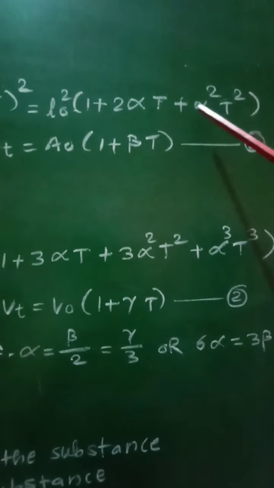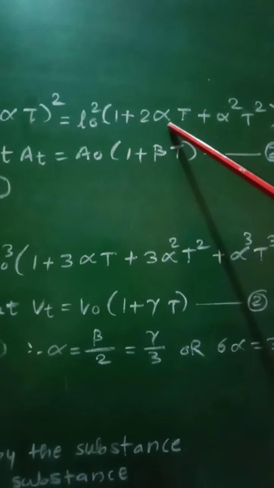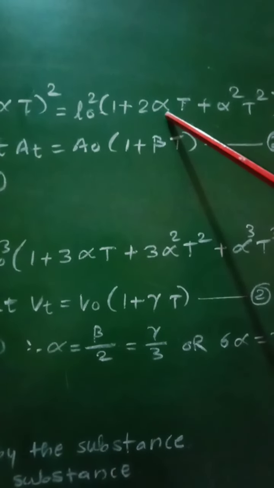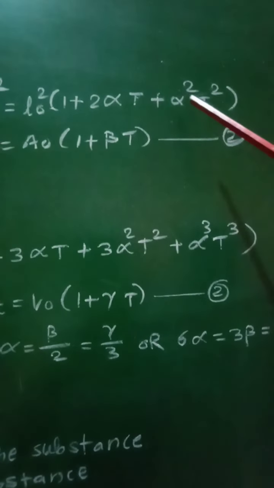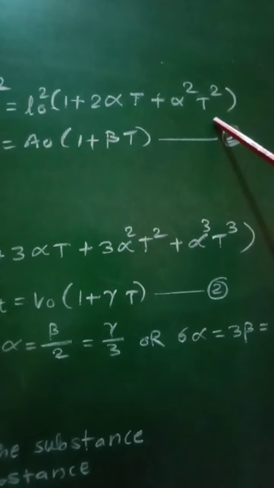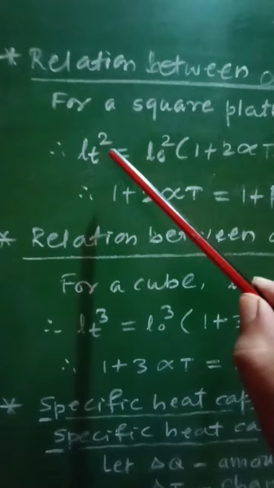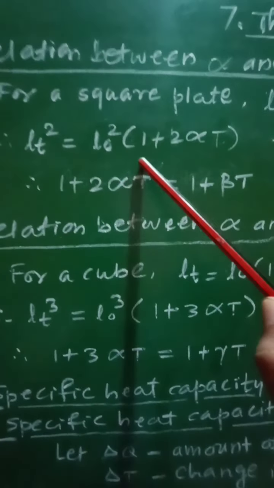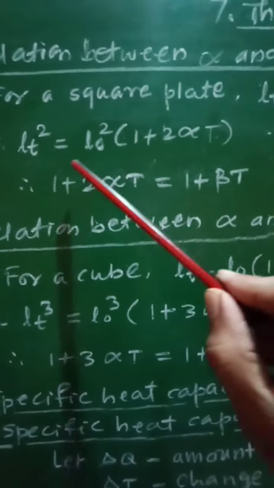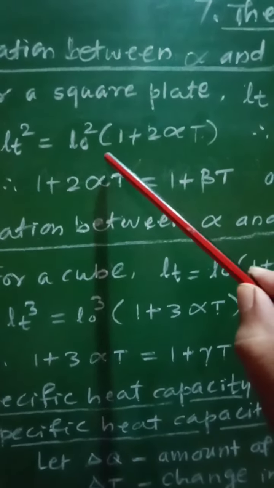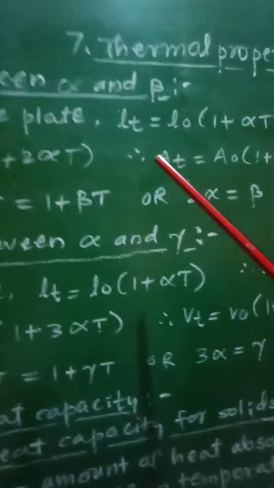But for linear expansion, the coefficient of linear expansion alpha is very small, and therefore its square will be too small, and therefore the alpha square T square term will be negligible. Neglecting alpha square T square, we will get LT square equal to L0 square into 1 plus 2 alpha T.